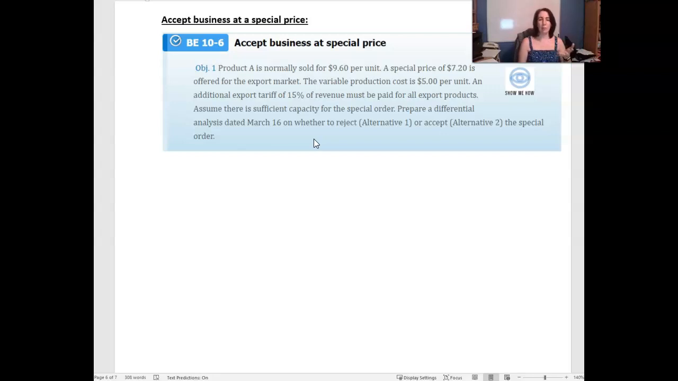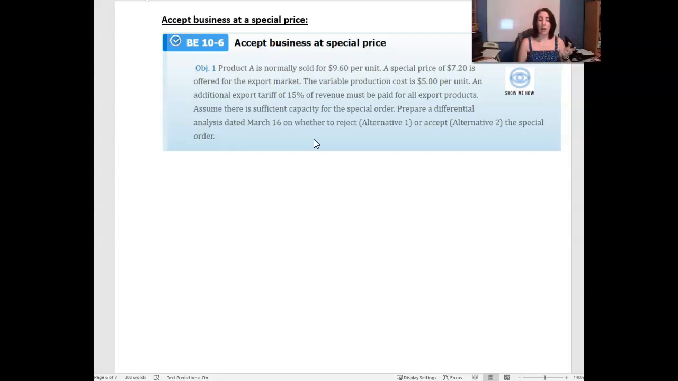An additional export tariff, which is like a tax, of 15% of revenue must be paid for all export products. It says assume there's sufficient capacity for the special order. The reason I tell you that is because what they're saying is we could take on this special order without it hurting our existing business. We have the room, the time, and the facilities for it. It doesn't add any extra costs for us to do this extra order. So that's why they give you that piece there.